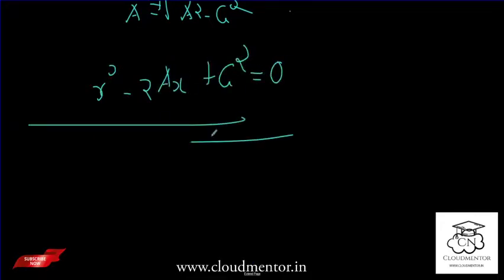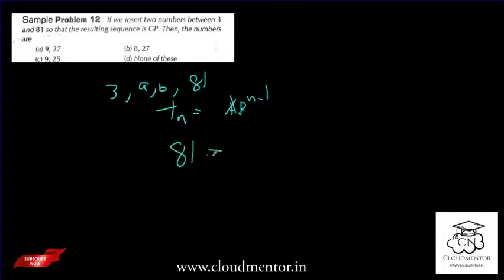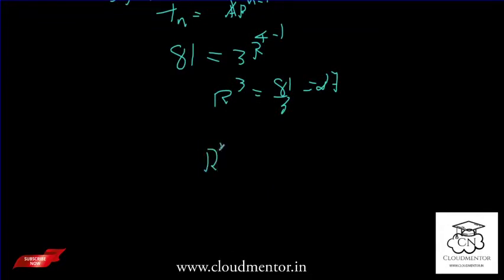Okay, now let's look at a problem related to this. If we insert two numbers between 3 and 81 so that the resulting sequence is a GP, then the numbers are which one of them? So let the two numbers be a and b, then we can write this GP as 3, a, b and 81. So nth term is t_n equal to ar raised to n minus 1, and that is t_n is 81 and first term is 3, and 3r raised to 4 minus 1. So r cube will be equal to 81 by 3, that is equal to 27. And now we can write 27 as 3 cube, right? Yes. So r equal to 3.